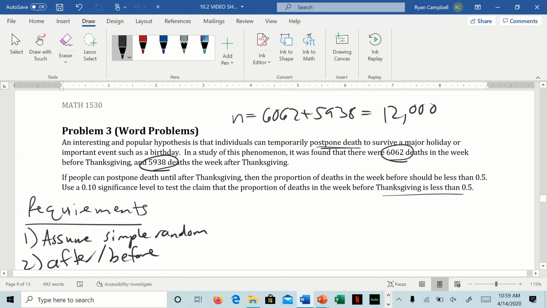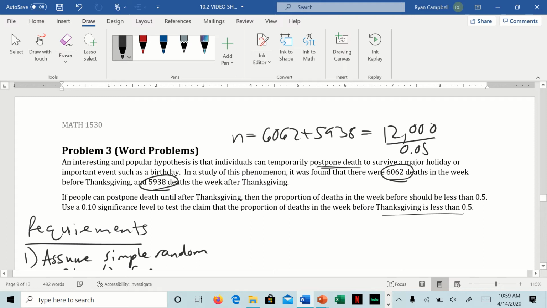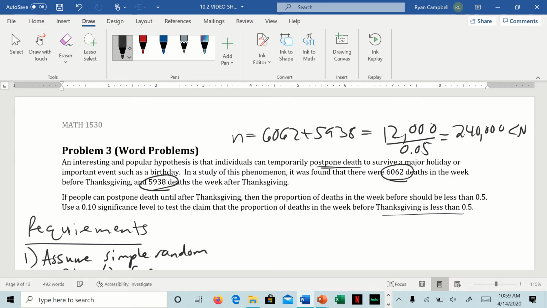So is 12,000 less than 5% of your population? So remember, what you can do is you can divide by 0.05 to get 24,000, or 240,000, excuse me. So is that less than N? So in this case, N is going to be, I guess, people who are dying. I don't know, right? Is there more than that many people who are dying? I hope not, but maybe.